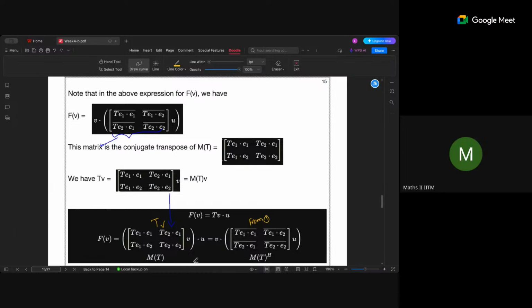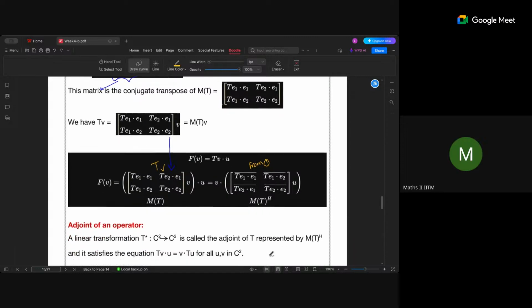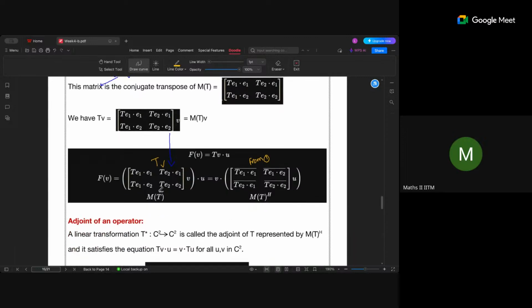Okay, so you see that this is m of t and this is the complex conjugate of this matrix. Okay, so you see that here we are having tv dot u. Here we are having tv dot u, and here we have v dot. Here we have some matrix. You don't know what that matrix is.